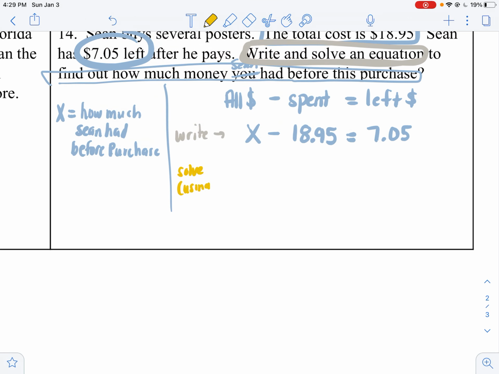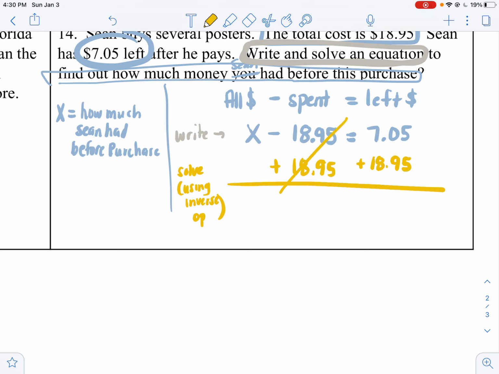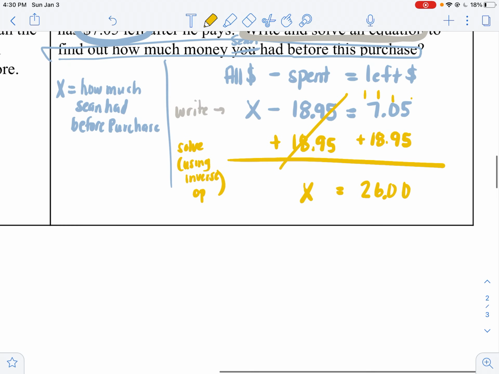We solve using inverse operations, and in this case, it's only one step. Our one step here is to add 18.95 on both sides. Okay? And what that does is it cancels this out, leaving our x equals, and we're going to add. So this is 10, carry the 1, 10, carry the 1, 8, 9 plus 7 is 16, carry the 1, 2. And our decimal is right there.